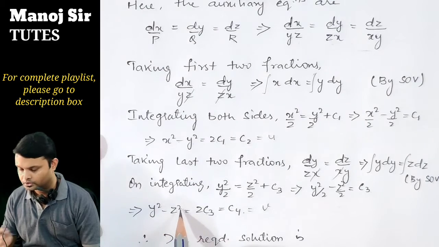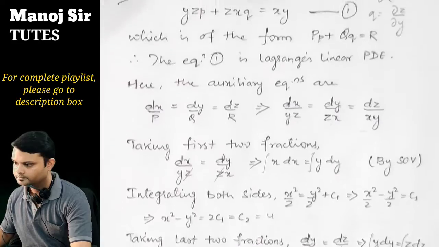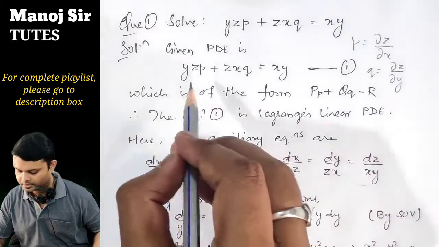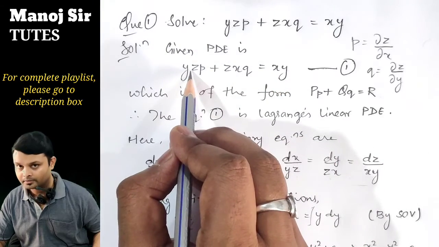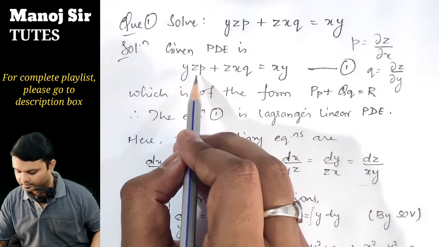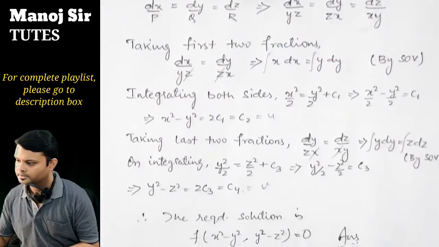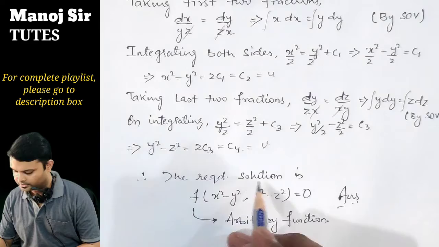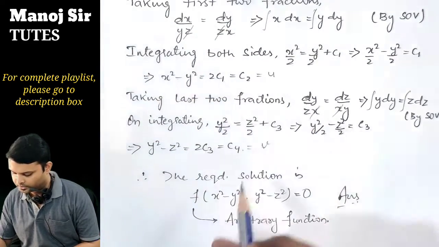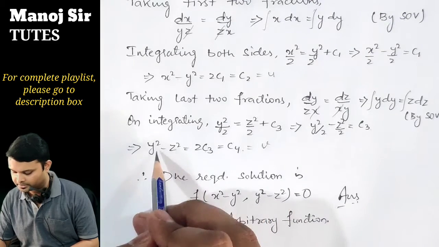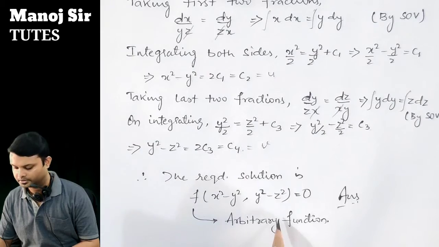Okay, since we have small u, that is x square minus y square, and small v, that is y square minus z square, we can find the solution of this equation, that is yzp plus zxq equals xy. We can easily find the solution after finding the values of u and v, using Lagrange's linear partial differential equation, and the required solution is f of u, that is x square minus y square, comma v, that is y square minus z square, equals 0. What is f? F is nothing but your arbitrary function.